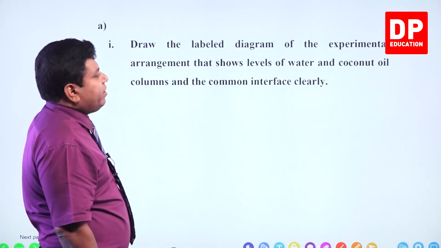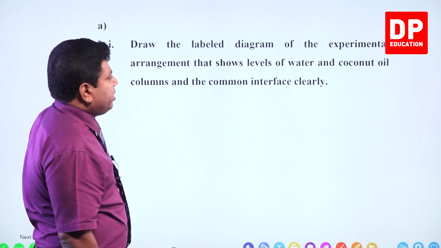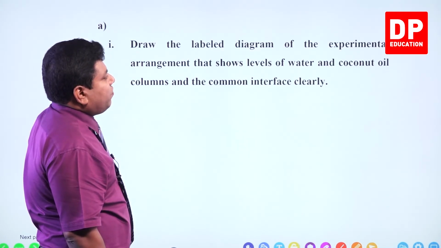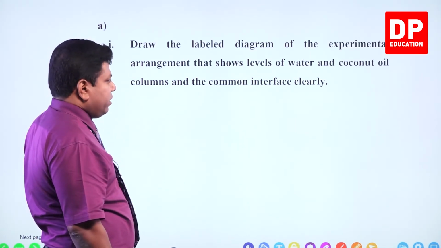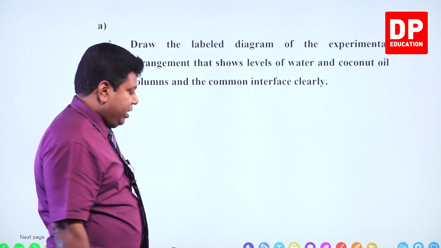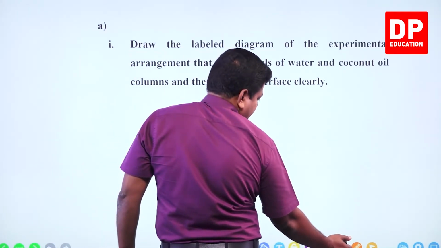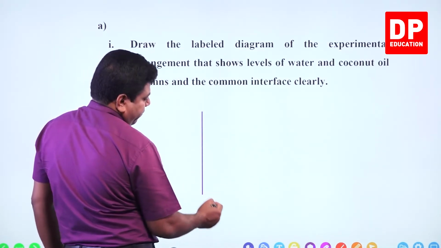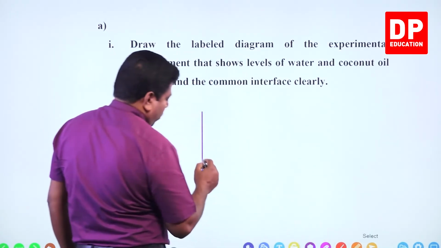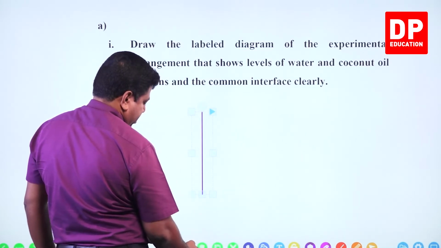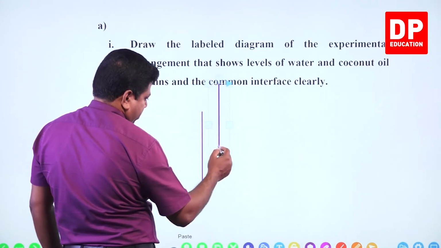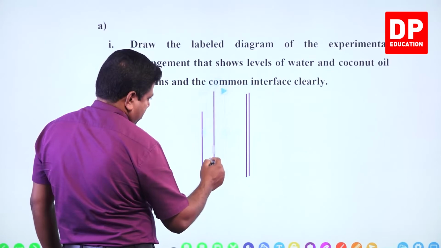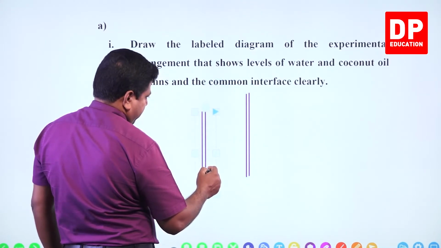Draw the labeled diagram of the experimental arrangement that shows the levels of water and coconut oil columns and the common interface clearly. We know very well, that's the experiment we have done now. Let's draw the limbs or arms of the U-tube. This is one limb.